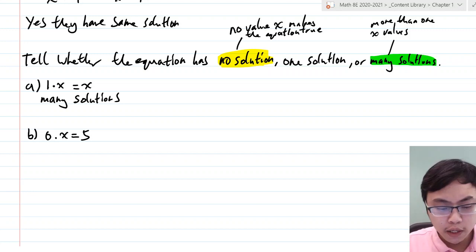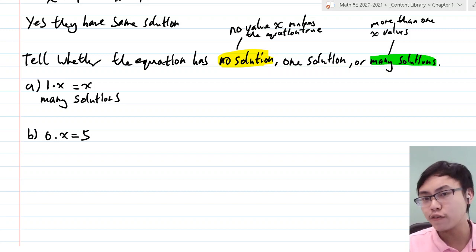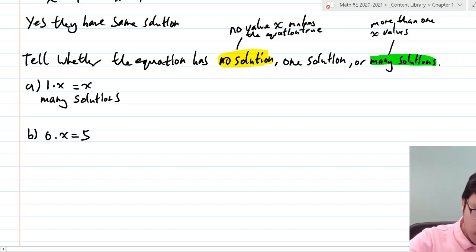B, 0 times x is equal to 5. Is there any x that satisfies this? If I substitute in 1, 0 times 1 is 0. 0 is equal to 5. Is that true? No, that's not true. If I substitute in 2, no. If I substitute in 5, 0 times 5 is 0. Is 0 equal to 5? No. And it doesn't matter what values you substitute in, it cannot be true no matter what. And so in this case, you write down there are no solutions.